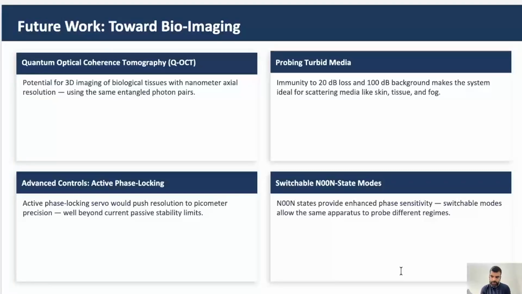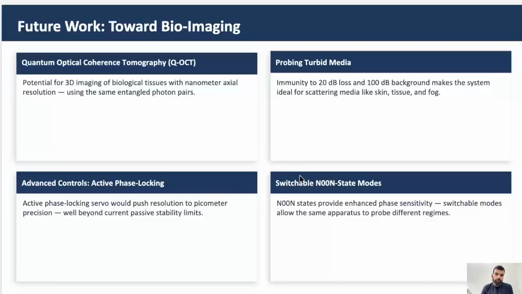The system's immunity to loss, up to 20 dB, and its massive background suppression make it particularly suited for turbid scattering media like biological tissue, skin, and fog, where OCT struggles. On the instrumental side, the most impactful near-term upgrade would be active phase locking. Adding a feedback servo to stabilize the interferometer phase would push resolution toward the picosecond scale, well beyond what passive stability allows, while also enabling much longer integration times.